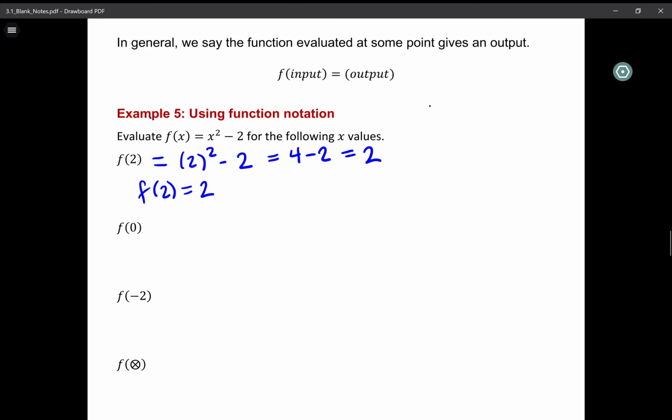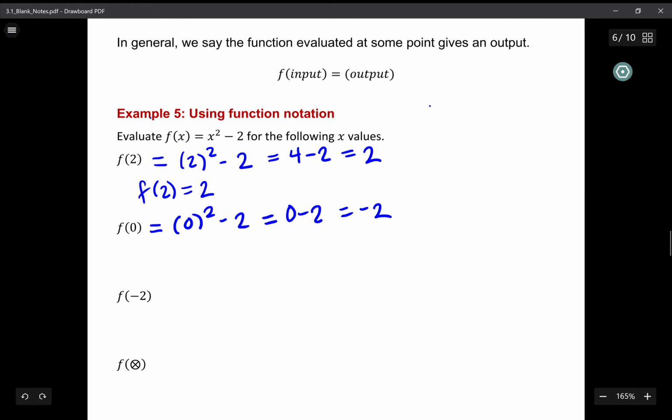All right, I'd like you to try f of 0 and f of negative 2 right now. Pause the video and try to plug in 0 and try to plug in negative 2. All right, let's give 0 a try together. Hopefully you paused the video and came back. So now, instead of plugging in 2, everywhere I see an x, I'm going to plug in 0. So 0 squared minus 2. Well, 0 squared is 0. 0 minus 2 is negative 2. So that tells me that f of 0 equals negative 2. All right, let's try f of negative 2.